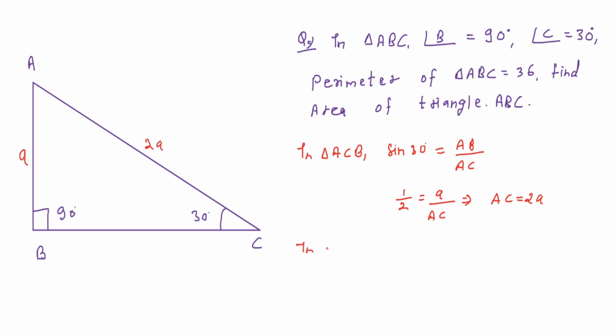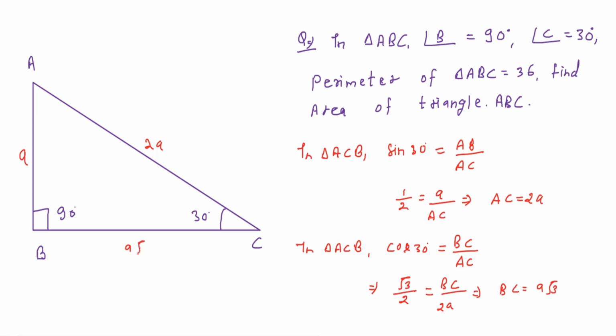Similarly, in triangle ACB, if we apply the cosine ratio, cos 30 degrees will be equal to base, that is BC, divided by hypotenuse, that is AC. So if we put all the given values, cos 30 degrees will be square root of 3 by 2, BC will remain same and AC is 2a now. So from here we can write BC is equal to a square root of 3. So in this manner we have all the sides of this right angle triangle as a, 2a and a square root of 3.